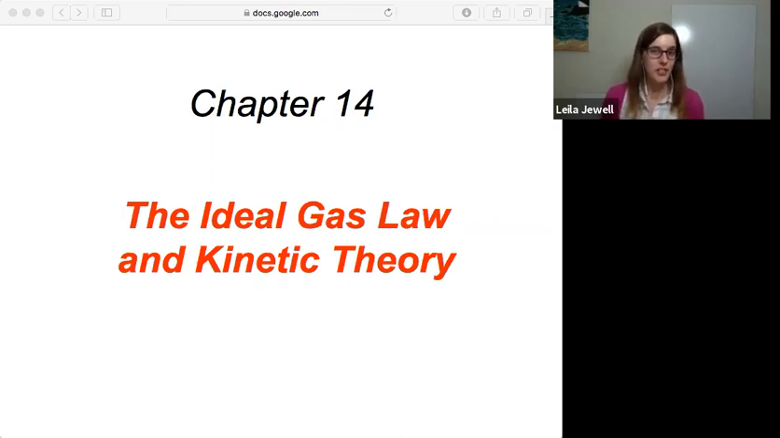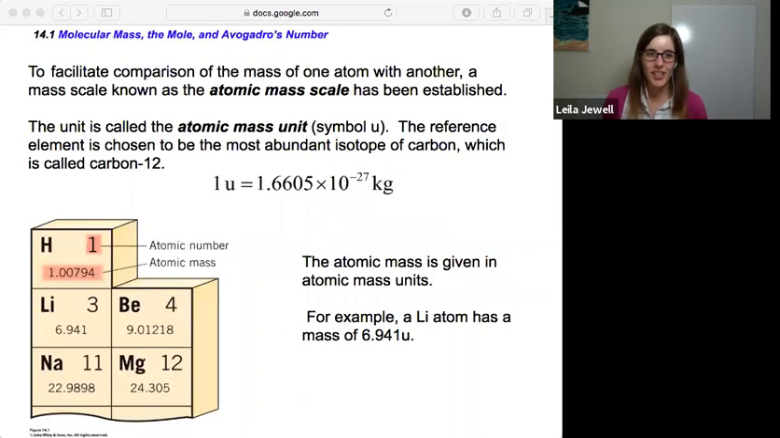So this is where we get into a bit of chemistry terms. If you've taken chemistry at this point, this will be much more familiar to you. If you haven't, that's okay. We're just going to take a little dip into it. And if you ever do take chemistry, it'll be that much more familiar. So our very first section is looking at molecular mass, the mole, and Avogadro's number.